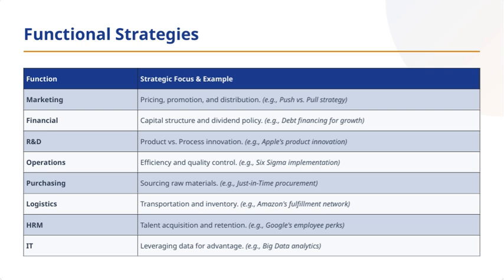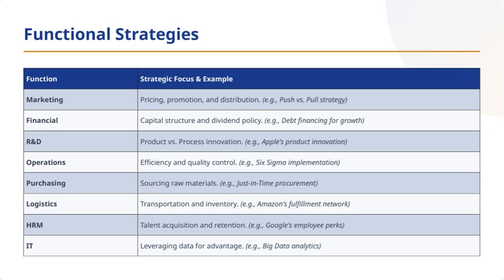Moving on to finance, this function deals with the company's capital structure and dividend policy. A typical example is using debt financing to fund growth initiatives, which can amplify returns but also increases financial risk. In research and development, it's about balancing product innovation with process improvements. Think of Apple, which is renowned for its breakthrough product designs, or companies that innovate through refining manufacturing processes. Operations focus on efficiency and quality control. Implementing methodologies like Six Sigma helps reduce defects and streamline production, ultimately boosting profitability.